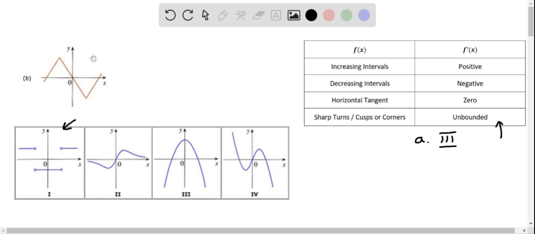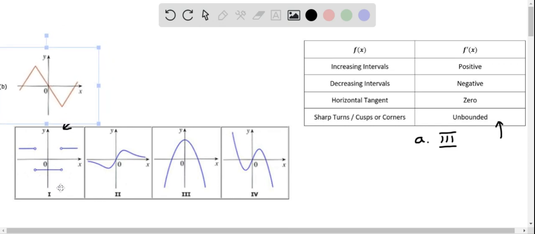You can clearly see that if we match this graph with the graph given in part 1, around this point we have a sharp corner or a curve like this. So in this interval, or at this point, its derivative graph is unbounded. So clearly this is the graph of the derivative for the graph of f of x. So we write down part B is matching with 1.